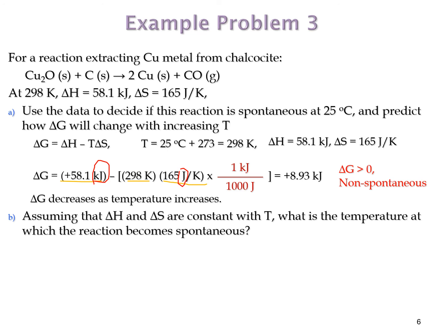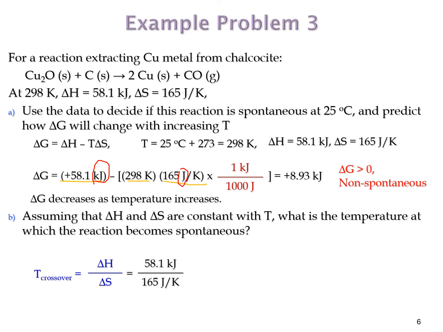Since they're both positive, we understand that as temperature increases, we get more and more of a negative term. That will definitely take care of the delta H to make delta G negative. So delta G will decrease as temperature increases. But to what point? We can calculate the T crossover by having delta H divided by delta S.